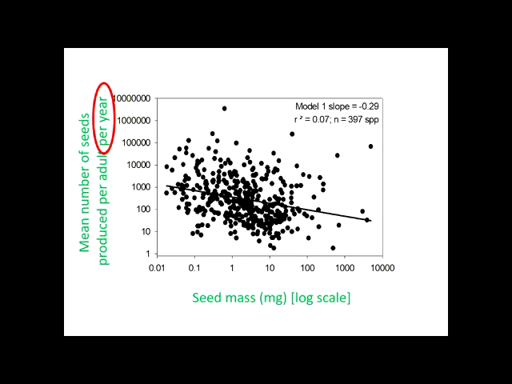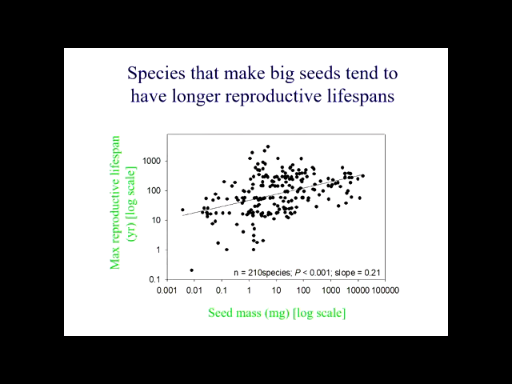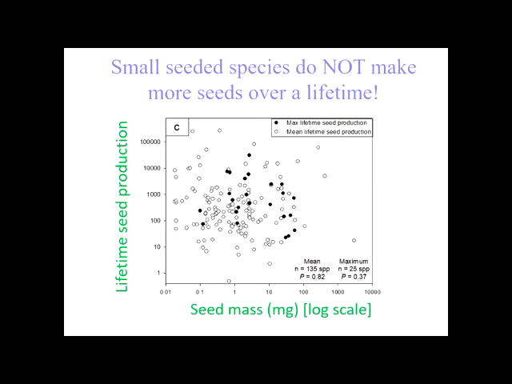And it turns out that bigger seeds come on bigger plants that have a longer reproductive lifespan. So these plants might be producing seeds over like 100 years. So they get a lot more chances than some of the little herbs at the other end of the spectrum there. And once you look at the relationship between seed size and lifetime seed production, there isn't one.